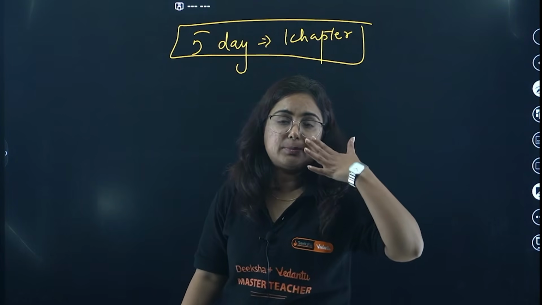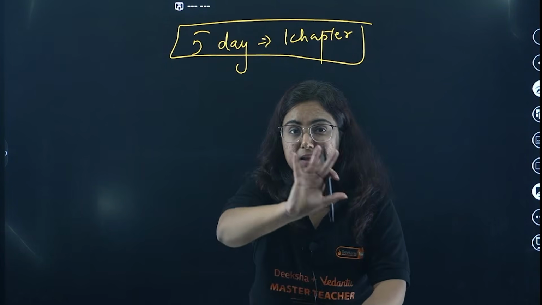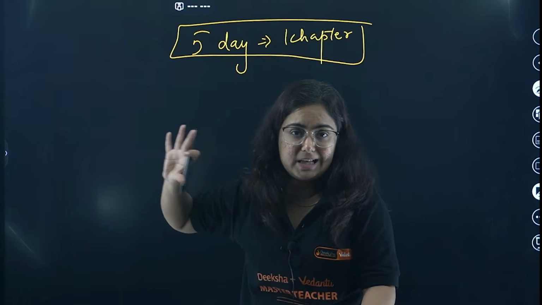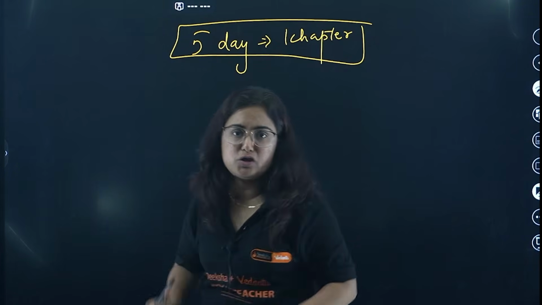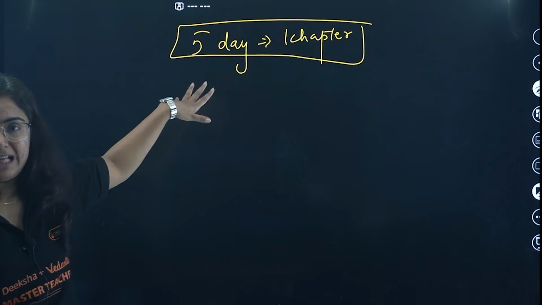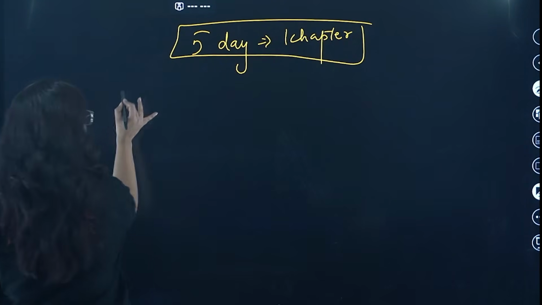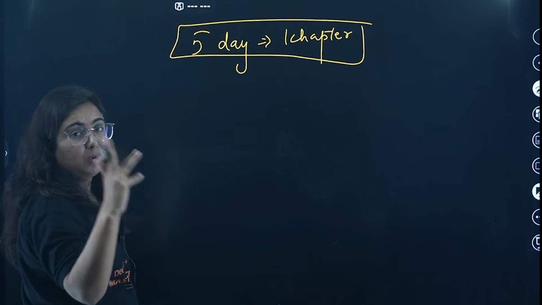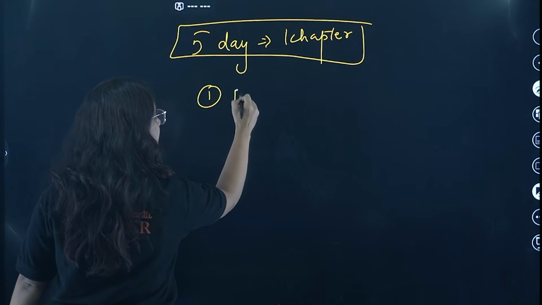For reading this chapter, see, one point is that understanding social science is very, very easy. I'm not calculating it in the 9 chapters. Rather, we have to complete 8 chapters in those 45 days, right? So 5 days in one chapter requires all these things.